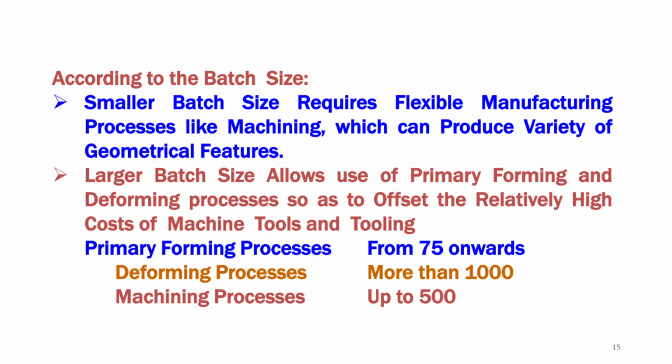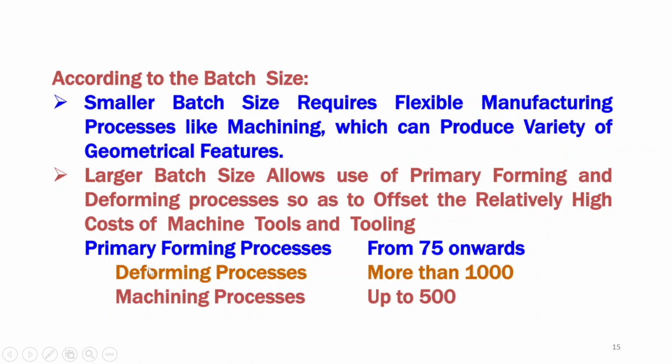Next up, according to batch size. If you require only a few units of a particular product, then you can choose flexible manufacturing processes such as machining, which can produce a variety of geometric features. And if your batch size is very large, so you require a very large number of units, then it allows use of primary forming and deforming processes so as to offset the relatively high cost of machine tools. You'll require a lot of money to buy these machine tools, so that can be covered by the large batch size that you are producing.